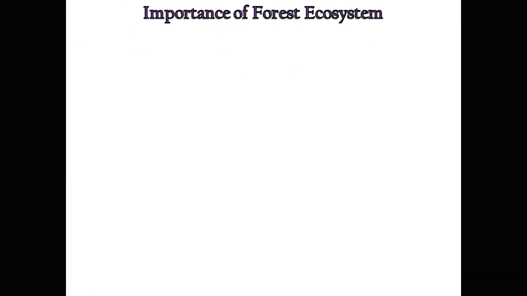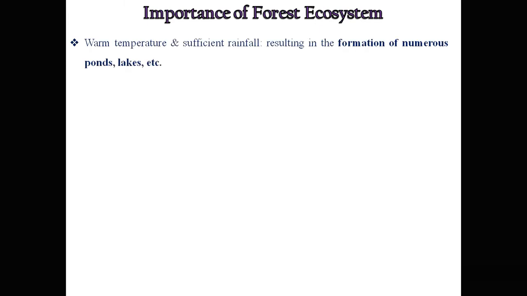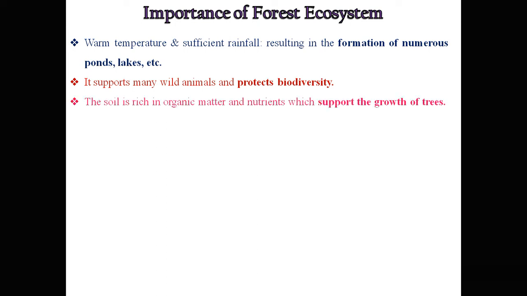What is the importance of forest ecosystem? Why is forest ecosystem very important? The first important point is it provides warm temperature and sufficient rainfall, which results in the formation of numerous ponds, lakes, etc. It supports many wild animals and protects biodiversity. The soil is rich in organic matter and nutrients which support the growth of trees.